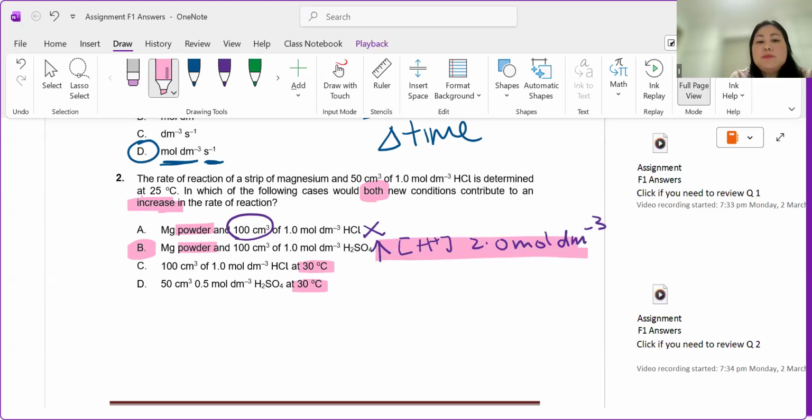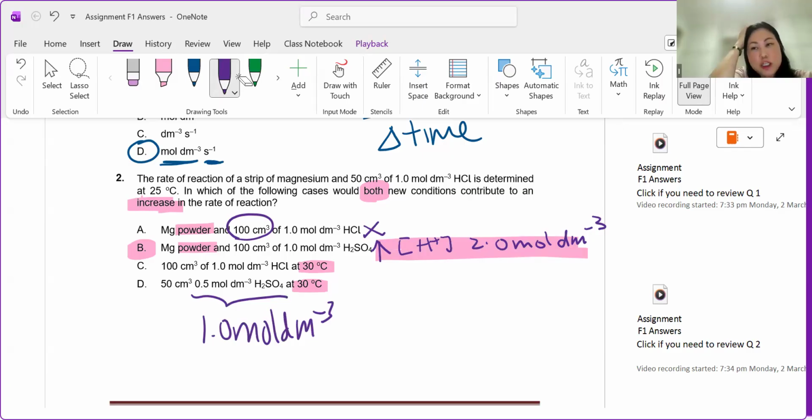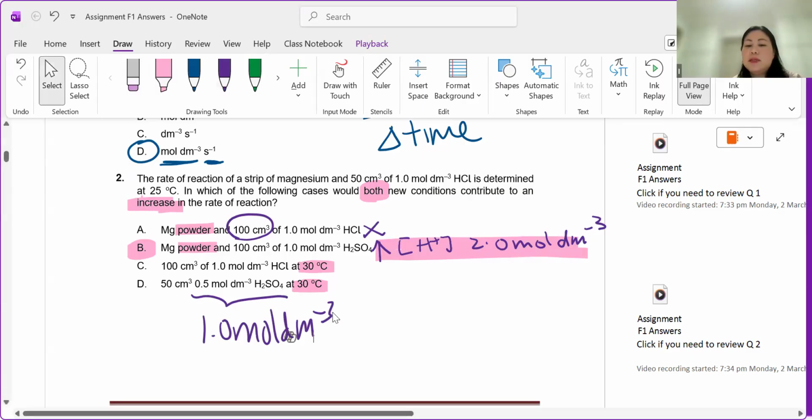And option D, we are using a smaller volume, the original volume, of half the concentration of H2SO4. So 0.5 H2SO4 is actually 1.0 mole per dm cube in terms of H plus. So we are not seeing any change in the H plus concentration, so there will be no change in the rate for this factor here. There's only changes due to temperature. So the answer is B.